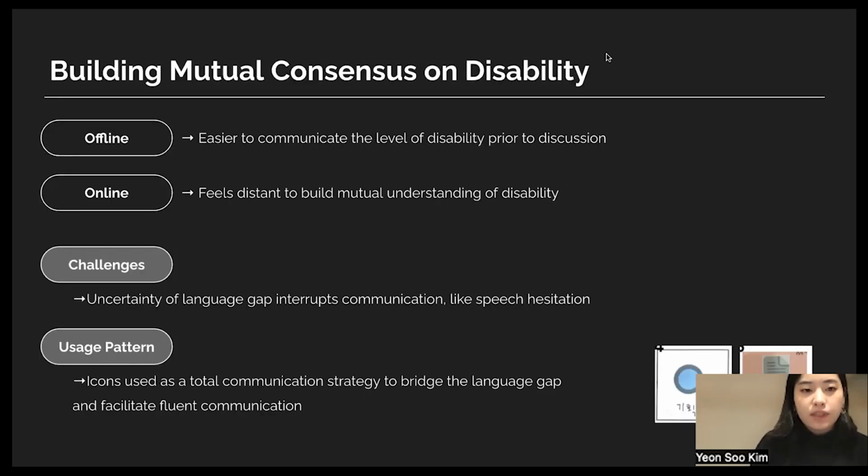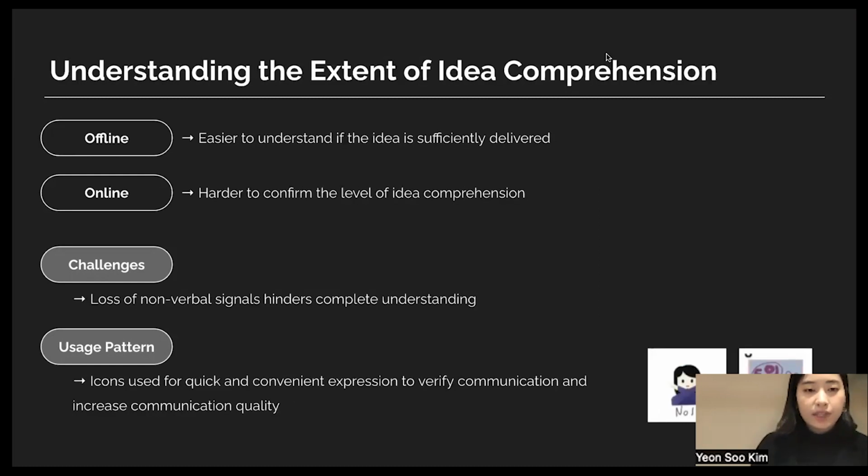First, building mutual consensus on disability. The challenges were uncertainty of language gap interrupting communication, like speech hesitation. Our observed usage patterns were icons used as a total communication strategy to bridge the language gap and facilitate fluent communication. Next, understanding the extent of idea comprehension.